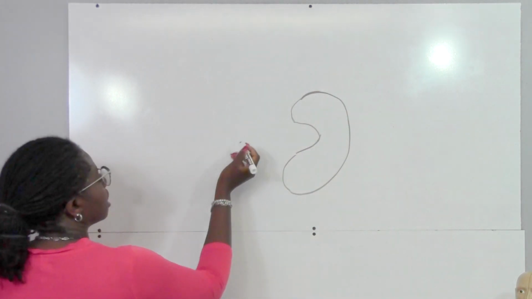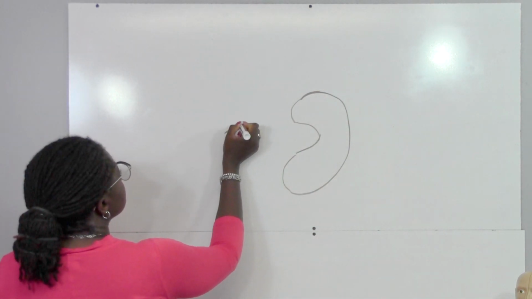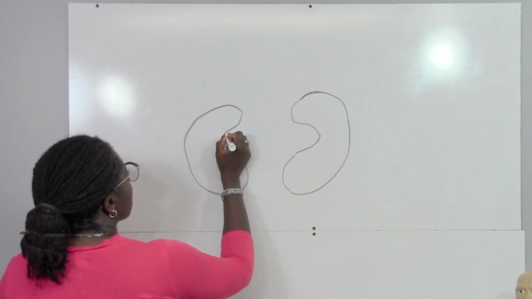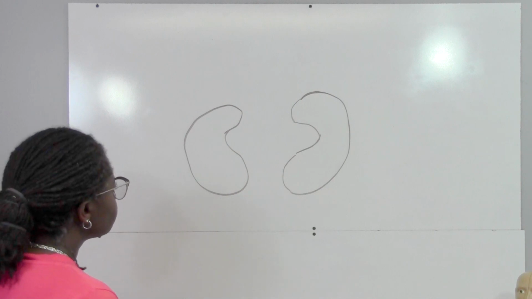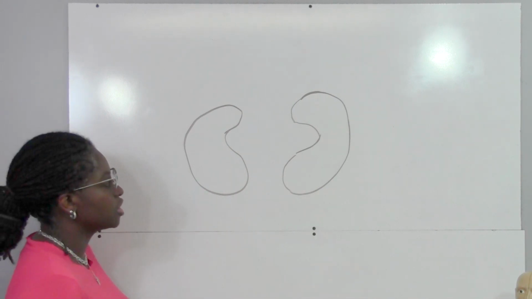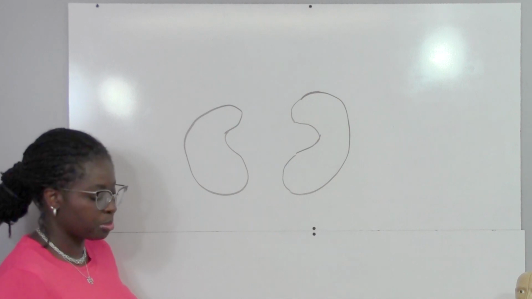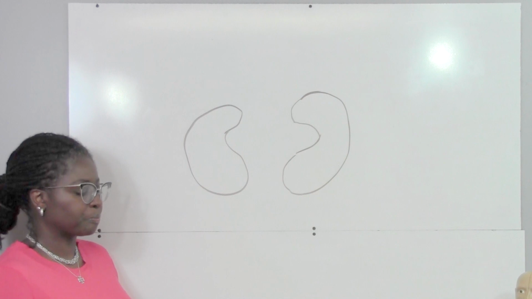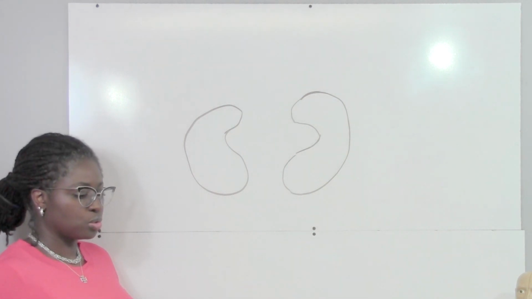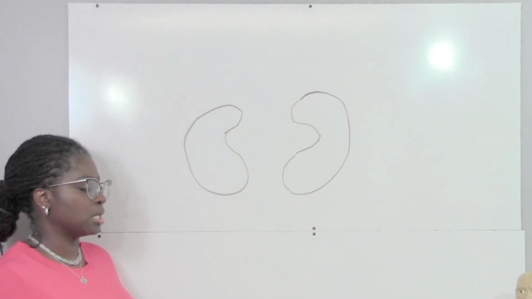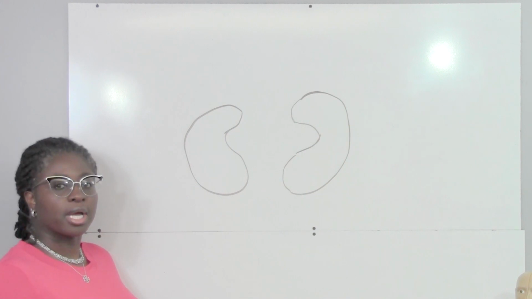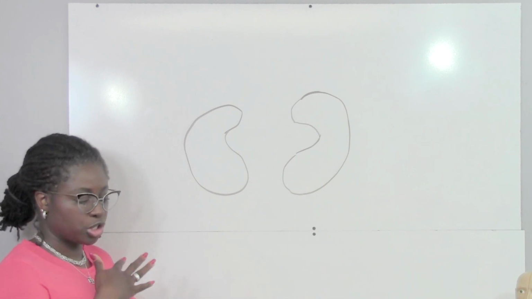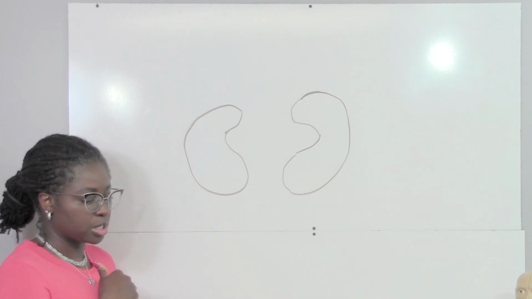The right kidney will be drawn slightly lower, since it is crowded out by the liver. The kidney itself is found in a space called the retroperitoneal space. Retroperitoneal means that it's behind the peritoneum. The peritoneum is the serous membrane that covers the abdominal organs, and the kidneys lie posterior to that in a space called the retroperitoneal space.